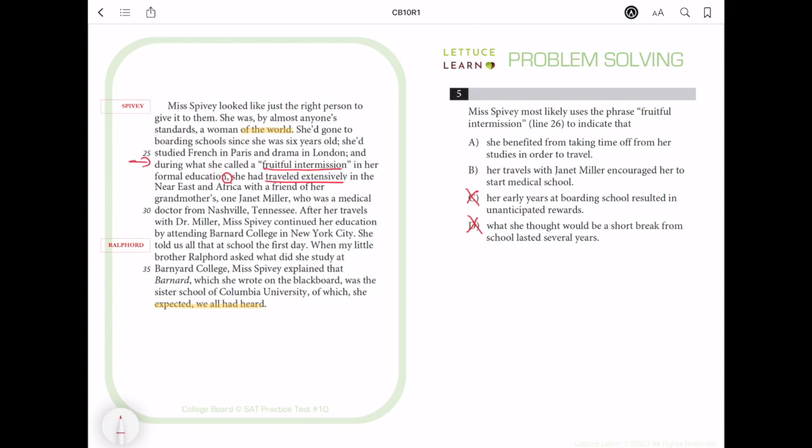Of the remaining two answer choices that both talk about travel, we can notice the proper noun Janet Miller. And we can check that Janet Miller is mentioned in the following sentence, therefore out of scope. So, we should be good going with answer choice A.